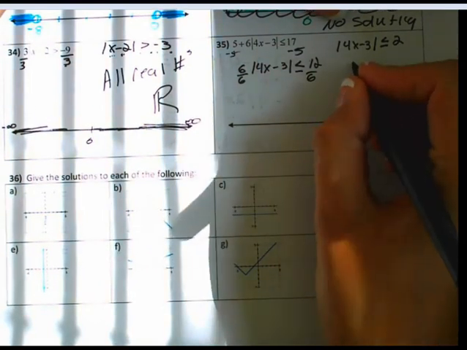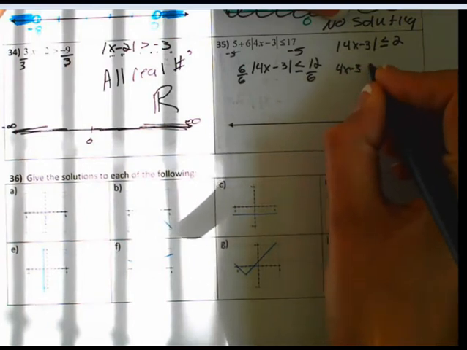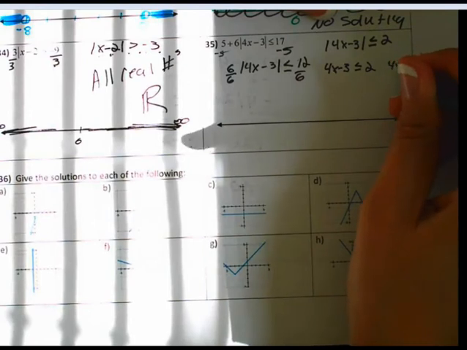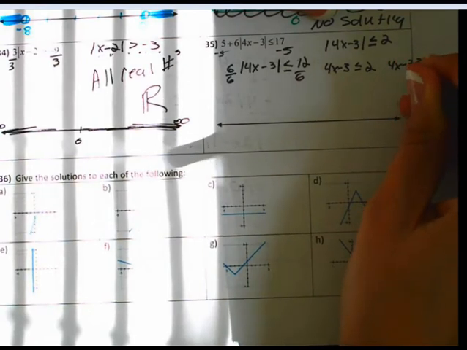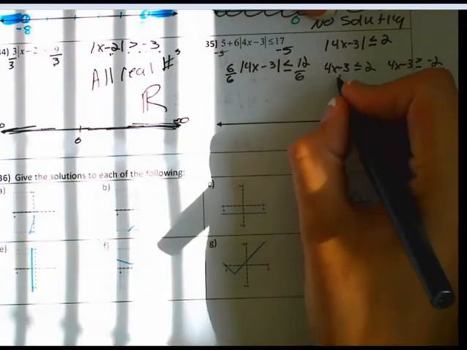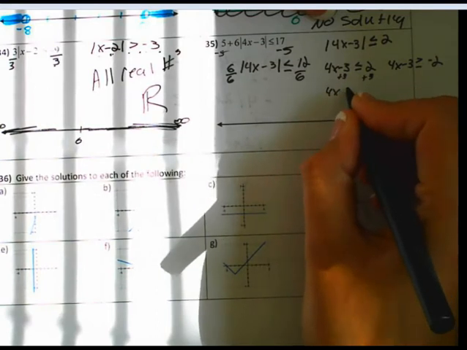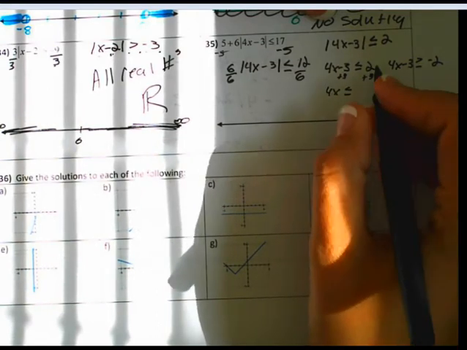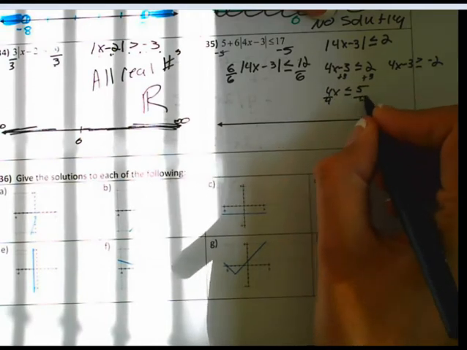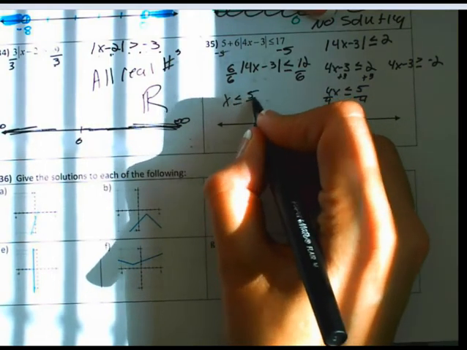So I've got my two setups. I've got 4x minus 3 is less than or equal to 2, and then 4x minus 3 is greater than or equal to -2. Okay, and then you're going to solve. Plus 3, 4x is less than or equal to 5, divided by 4, divided by 4. So for this one, x is less than or equal to 5 over 4.